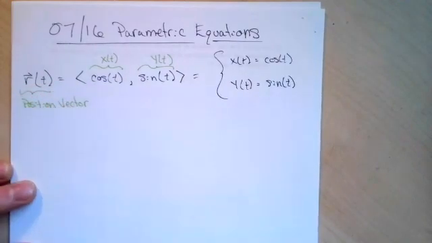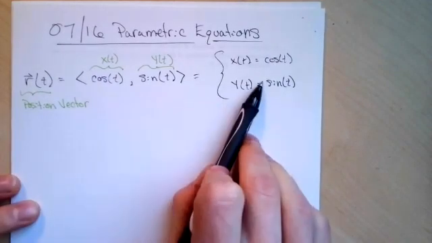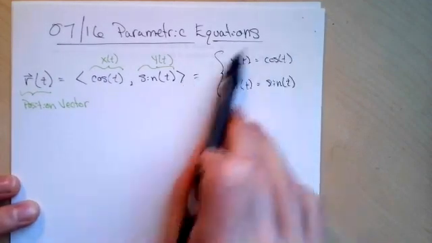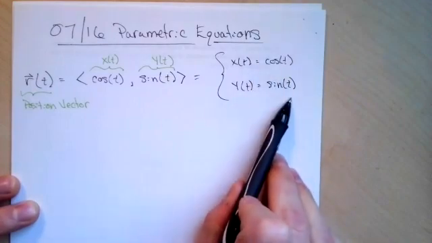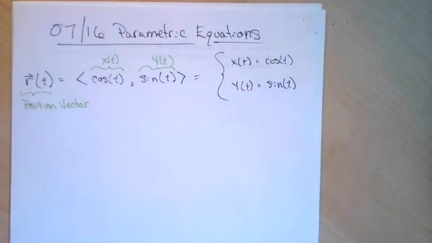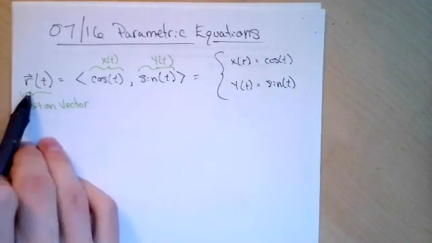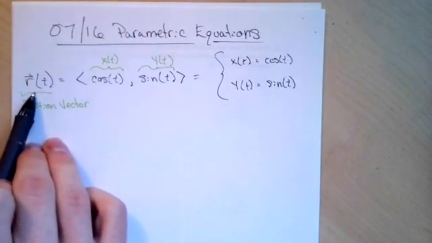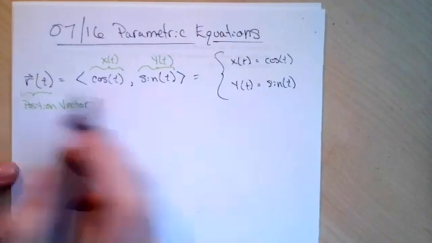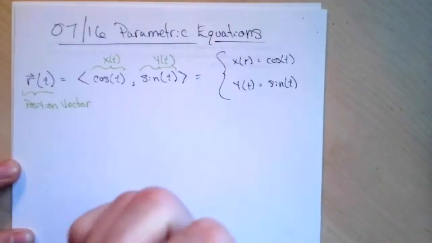So the book will use a curve C is defined by this, and they might have C equal to a set of parametric equations. Think of it as equivalent. Instead of having just C and defining an entire curve by parametric equations, I'm just replacing C with this notation here, our position vector. So really you can think of that position vector as our curve.